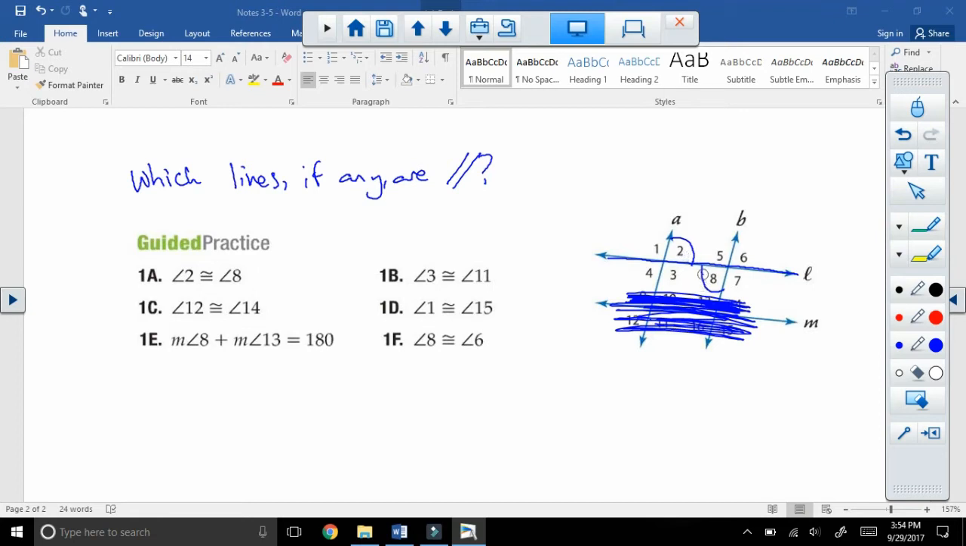These two are alternate interior angles. So what I would write is the lines that are parallel. A is parallel to B, and I guess the directions will also say that they want you to explain. Your explanation will be saying that, because the alternate interior angles are congruent.